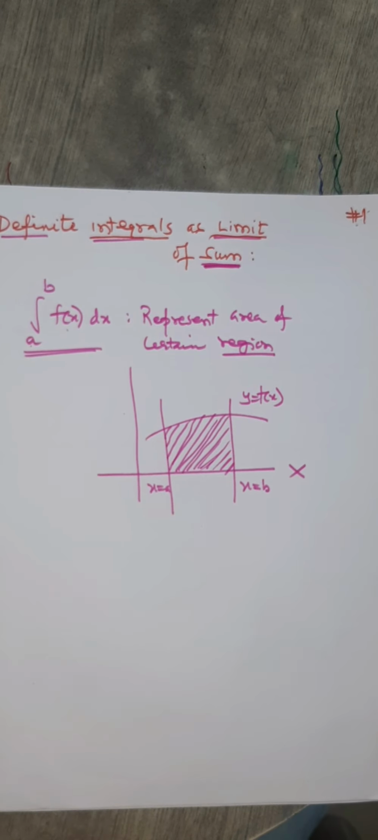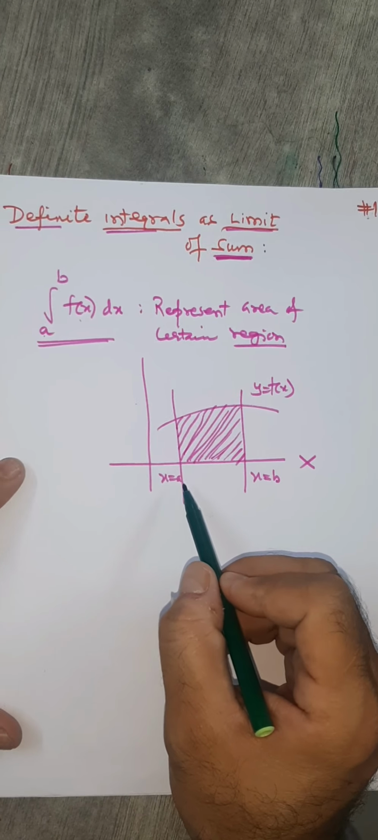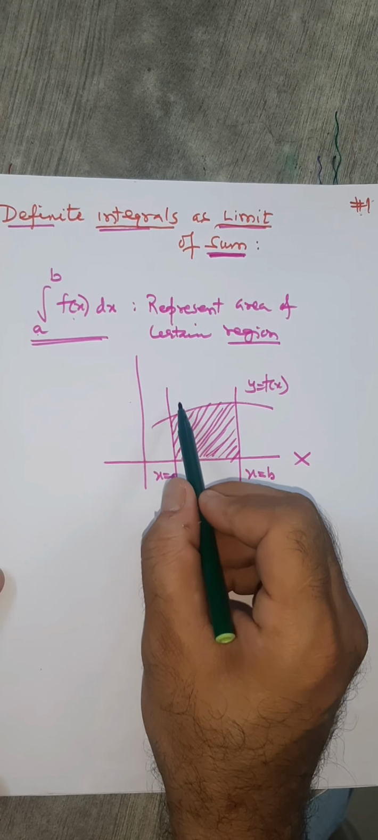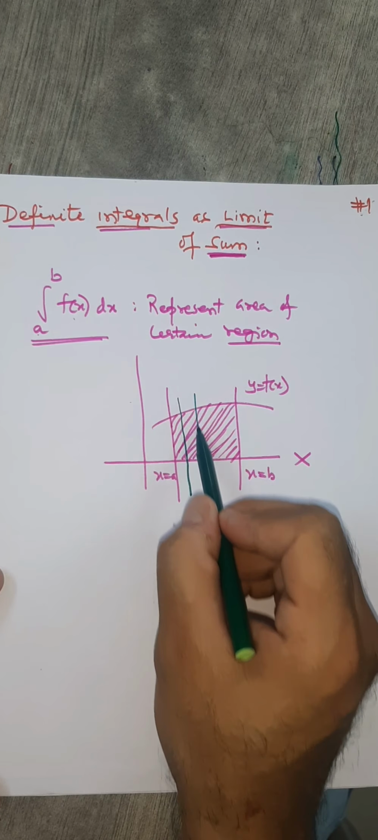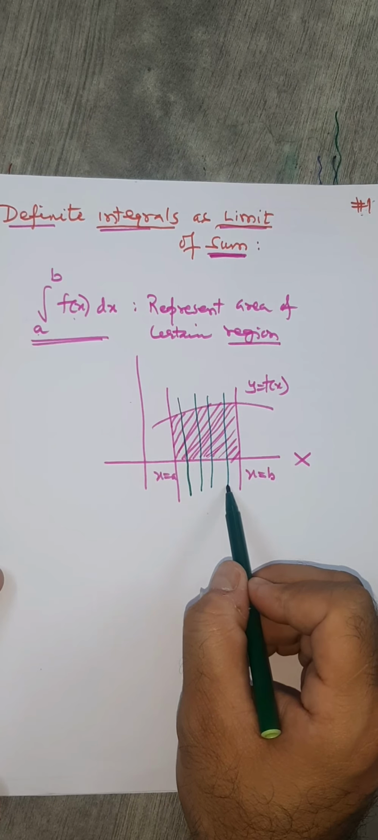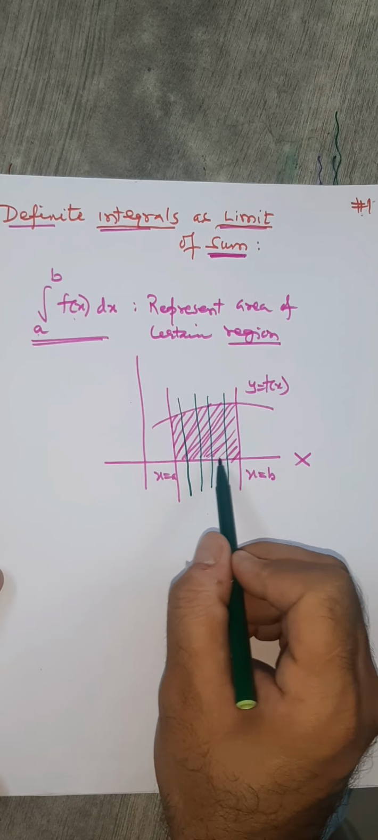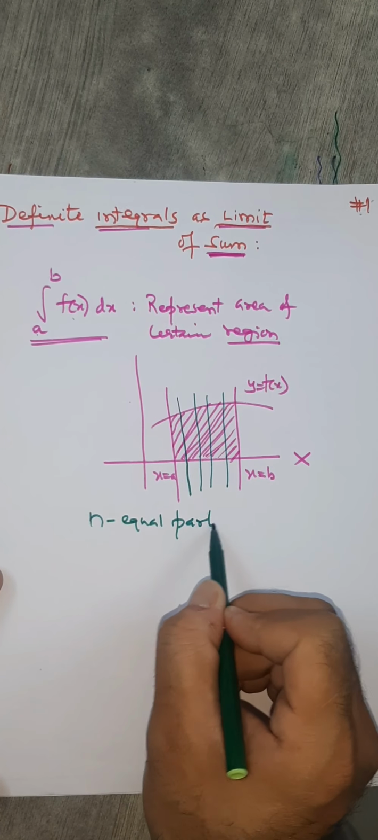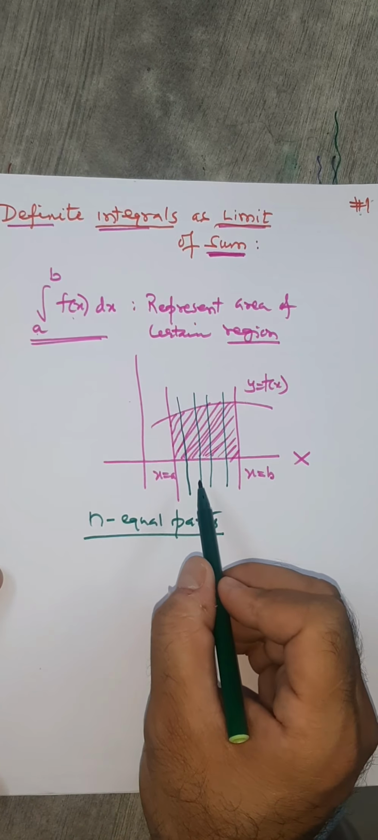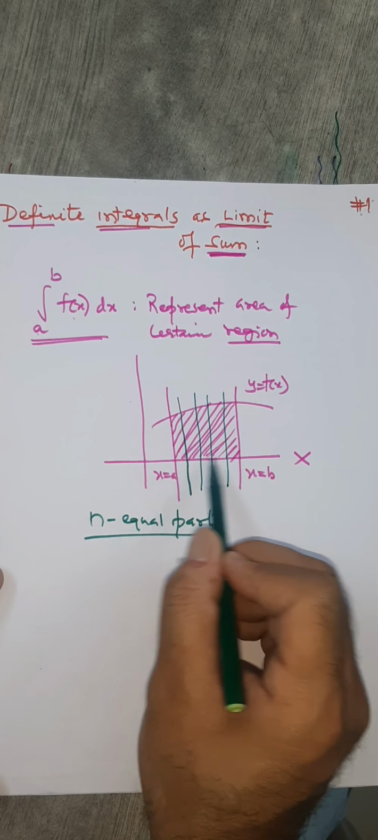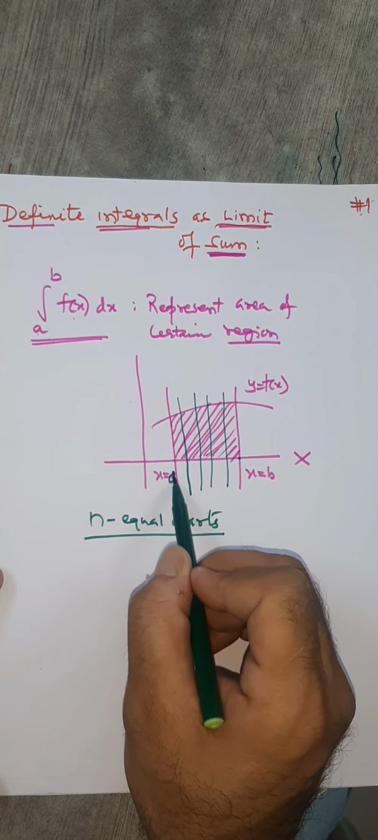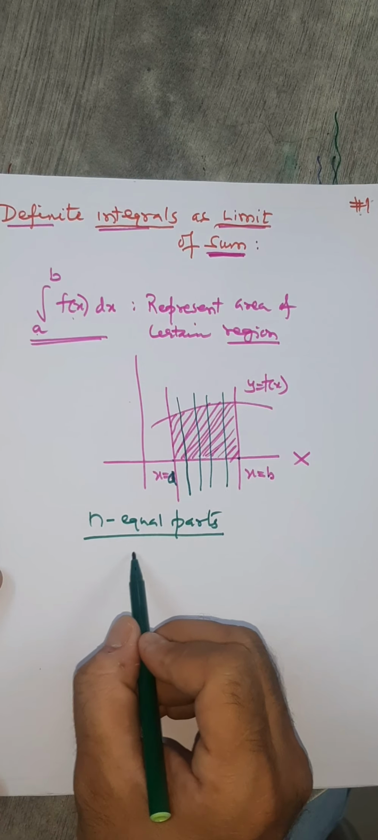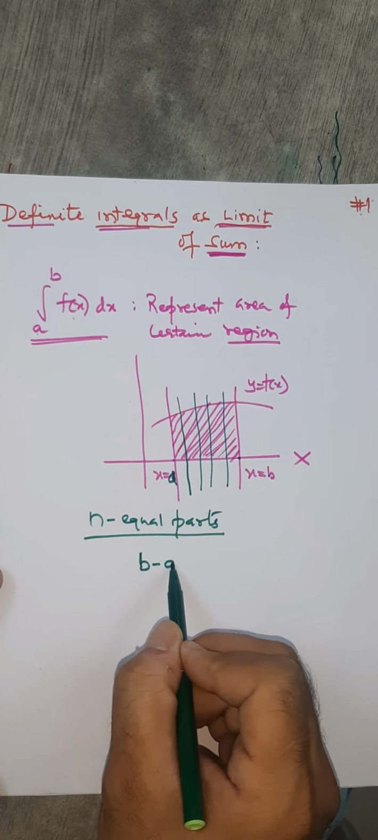Now what we'll do here is, to get this area, this is the procedure, I'm not getting into detail, we divide this region into a number of strips. One is this strip, second is this strip, third strip, and so on. So first we take n equal parts or intervals. Now what's the total length of this? That is b minus a. If this is 1, for example, and this is 2, then total length is 2 minus 1. If this is 2 and 4, then 4 minus 2. So total length is b minus a.